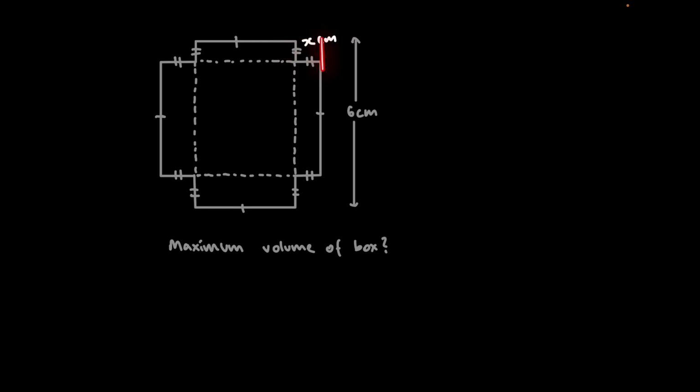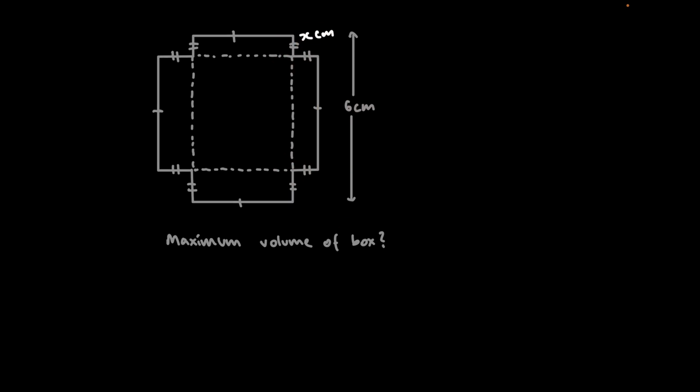So to work out the length of one side of our square in this case, we can take the original 6 centimeter side length and minus away x from this section here, and minus away x from this section here. So the side length that is represented by this over here is simply going to equal 6 minus 2x. Okay, so this will be the length of our box.